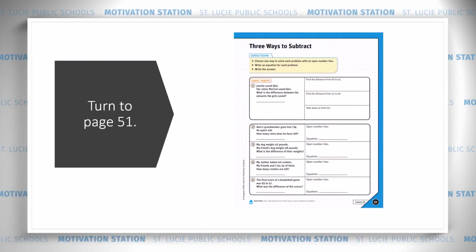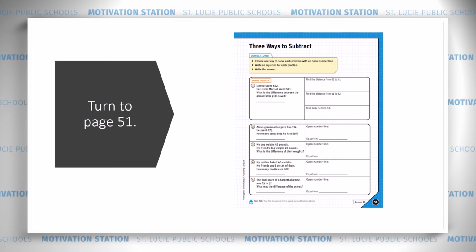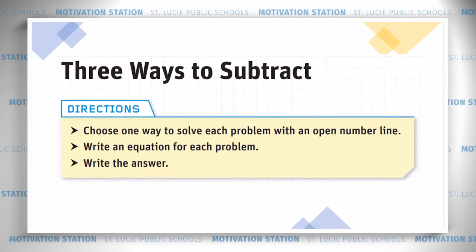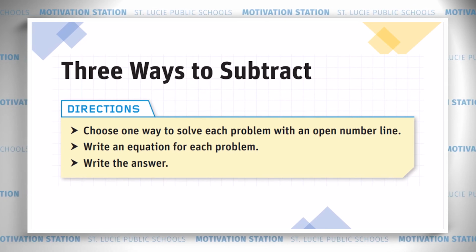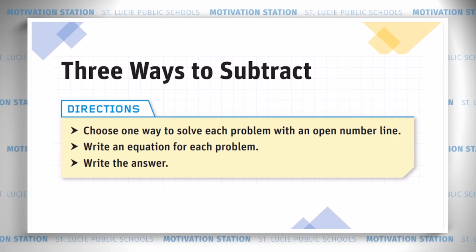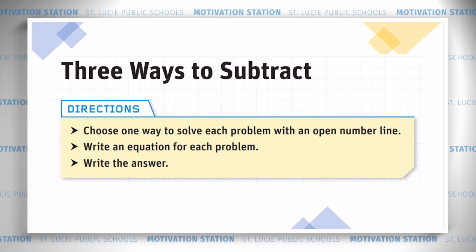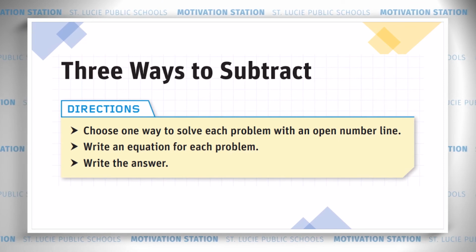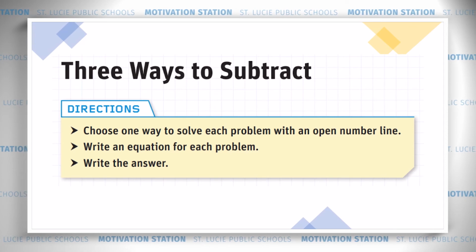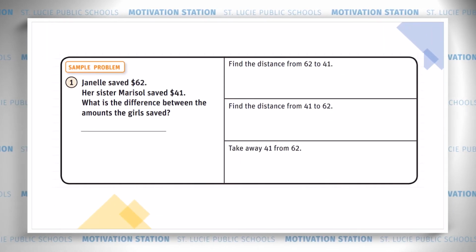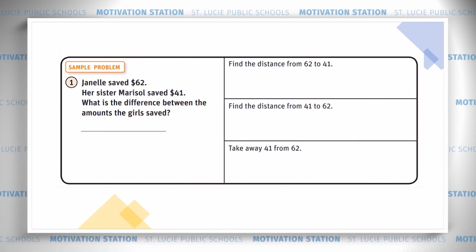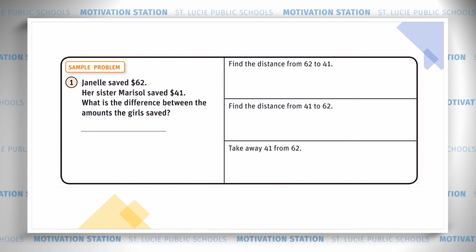Turn to page 51. 3 ways to subtract. We have talked about the 3 ways to subtract, and now we're going to practice them again. The directions on this page say, choose one way to solve each problem with an open number line. Write an equation for each problem. Write the answer. Number 1 is a sample problem. We will do it together to demonstrate the 3 ways to solve comparing problems.